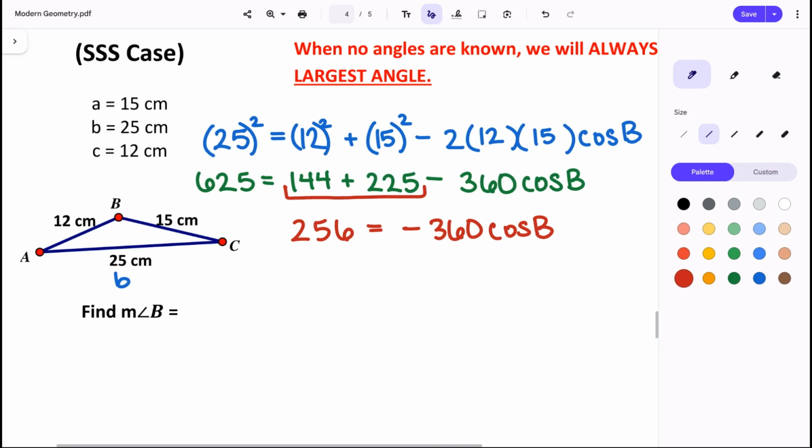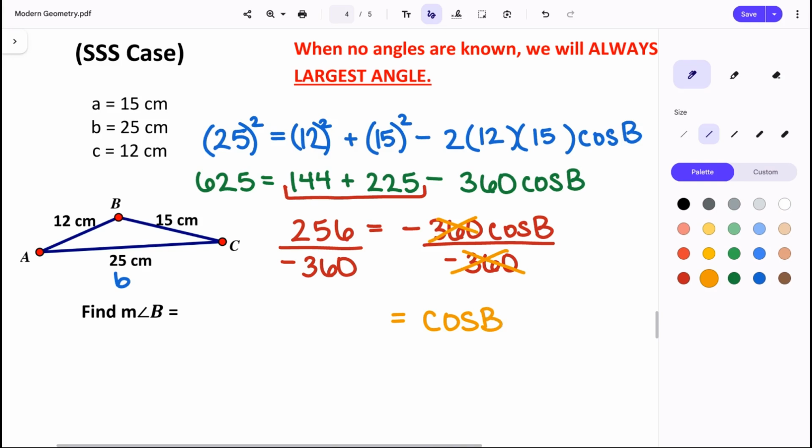All right, what operation is happening with that negative 360 and the cosine of B? How would I move that negative 360 over if they're being multiplied? We would divide it. So I'm going to divide both sides by negative 360. That crosses off these over here. That's how I get my cosine of B by itself. Okay, and then on the left we need to divide. You're going to get a decimal here, so it's okay if we want to maybe round it.